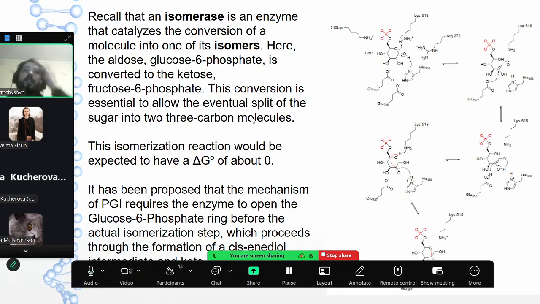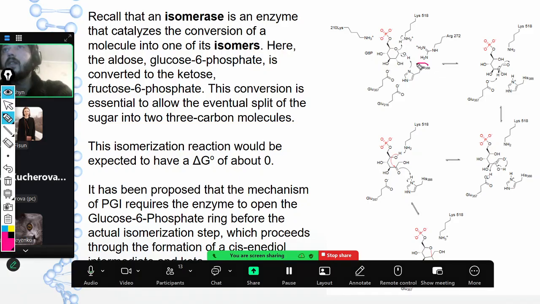This conversion is essential to allow an eventual split of sugar. So I will show you that with the next steps. The delta G is about 0, so if it's less than +3 kilojoule per mole, you can consider that as almost 0. And here is a proposed mechanism of how everything is performed.